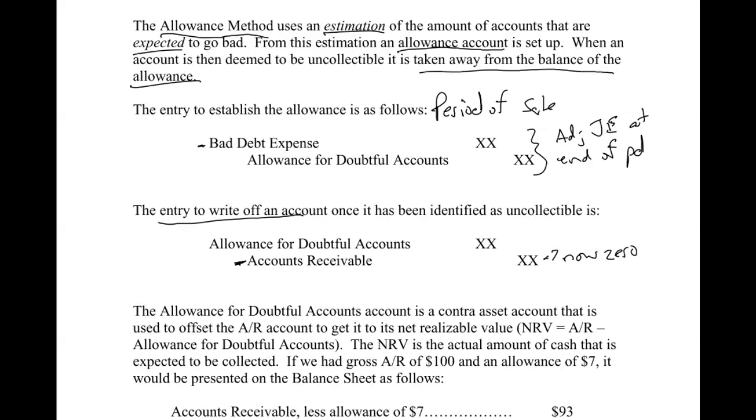For the most part, this adjusting journal entry is what you're going to be focused on. And then you'll probably have some examples where you actually do the actual write-off and maybe reinstate an account. We'll do that as well.